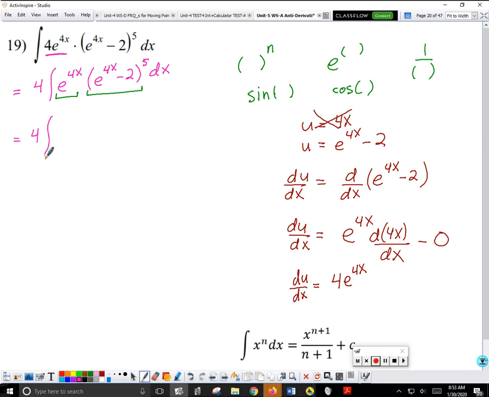Okay, notice we have 2 functions multiplying, so the order doesn't matter. Our pick for u came from this function. So we're going to list that one first, and we're going to substitute. U is, bad grammar again, u is e to the 4x minus 2. So I write u to the 5th.